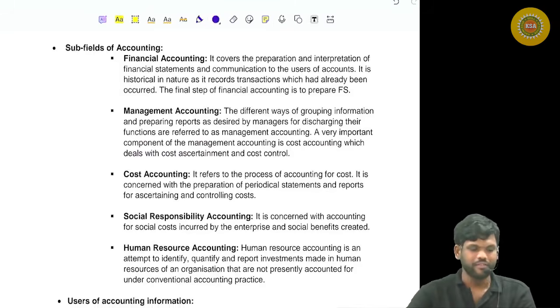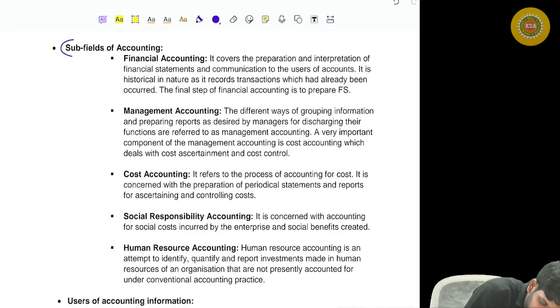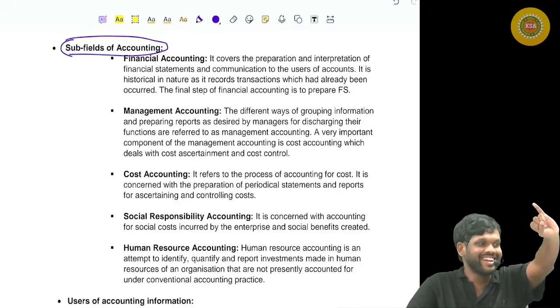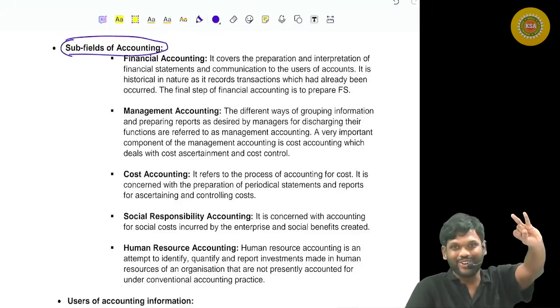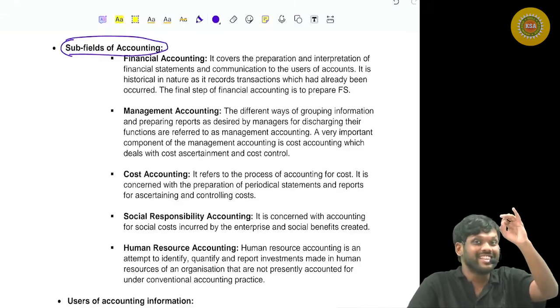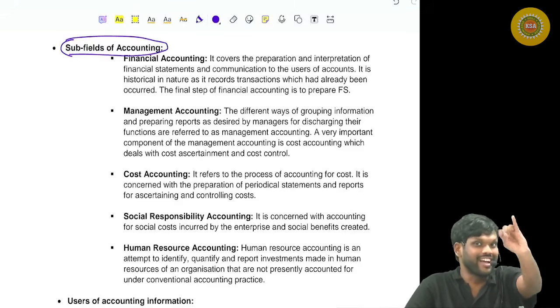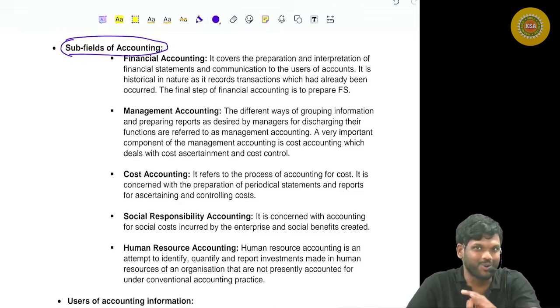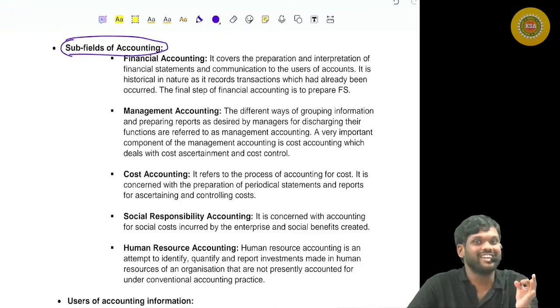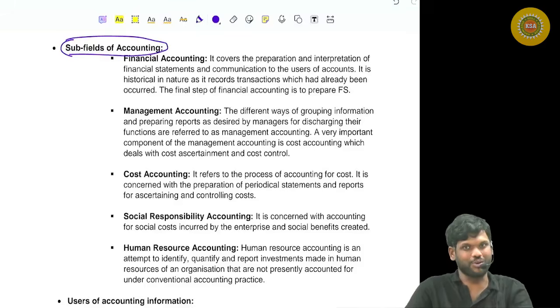Next we have subfields of accounting. Sir, first accounting definition, then objectives of accounting, then functions of accounting. First the definition of accounting and the steps involved in accounting. After that, objectives of accounting. After that, functions of accounting.